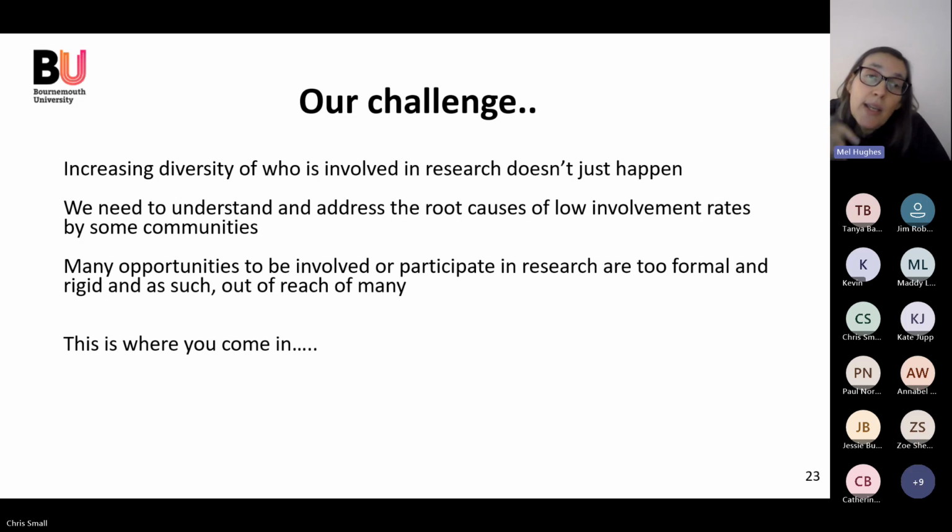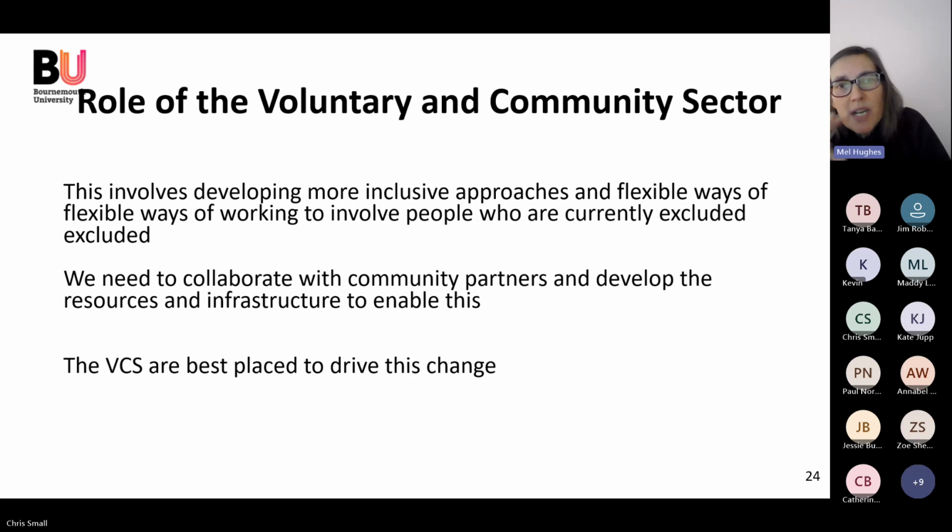So this is where you come in. So just final couple of slides. We're going to be really thinking today about the role of the voluntary and community sector and exploring this more in the face-to-face workshops that we've got coming up. So this involves developing more inclusive approaches and flexible ways of working to involve people who are currently excluded. We need to collaborate with community partners and develop the resources and infrastructure to enable you to do that. And from our point of view, voluntary community sector organisations are best placed to drive this change. What does this need to look like?